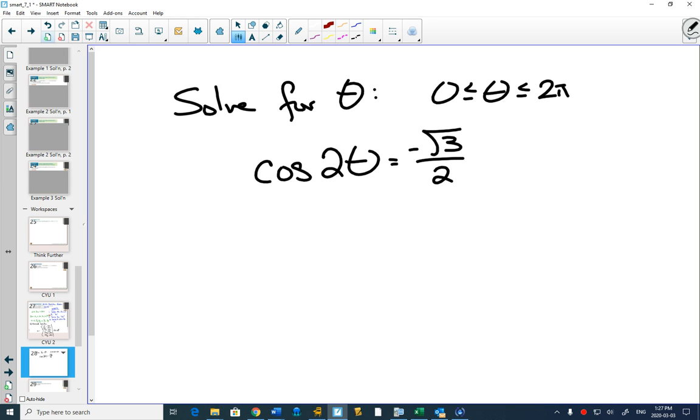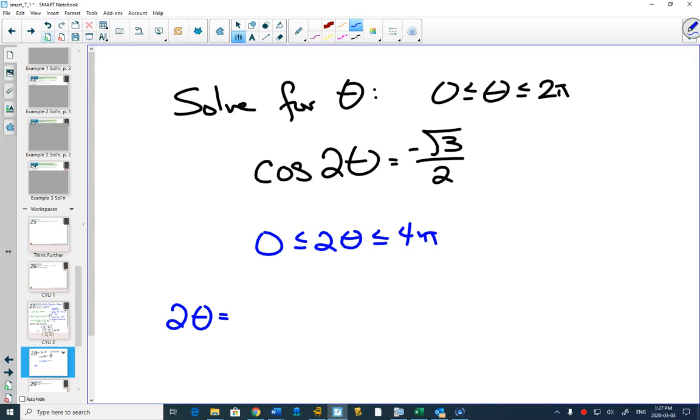So we're going to solve for theta, where 0 is less than or equal to theta is less than or equal to 2 pi, for cos 2 theta equals negative root 3 over 2. So step 1, if theta is between 0 and 2 pi, then 2 theta would be between 0 and 4 pi. So we're going to have to go twice around our circle this time. Then we solve for the angle. What angle gives us negative root 3 over 2? So 2 theta equals.